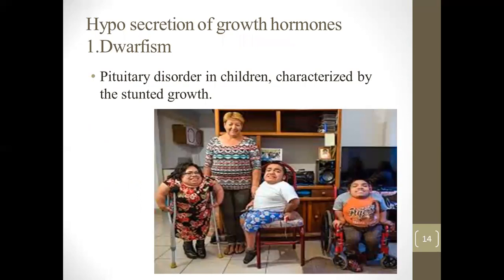Now in this slide we can see the hyposecretion of the growth hormone. The hyposecretion will cause the dwarfism symptom. The pituitary disorder in the children which is caused by stunted growth. That means the deficiency in the growth. We can see also in the diagram the normal person and the dwarfism patient.